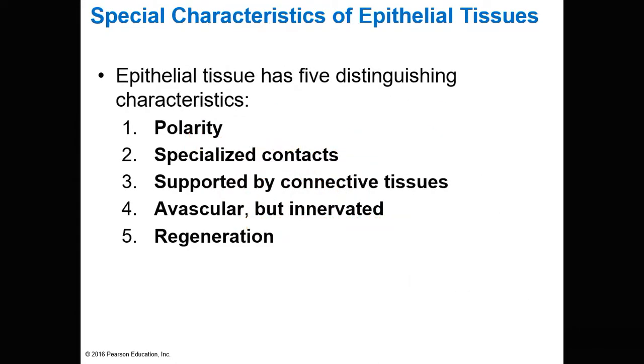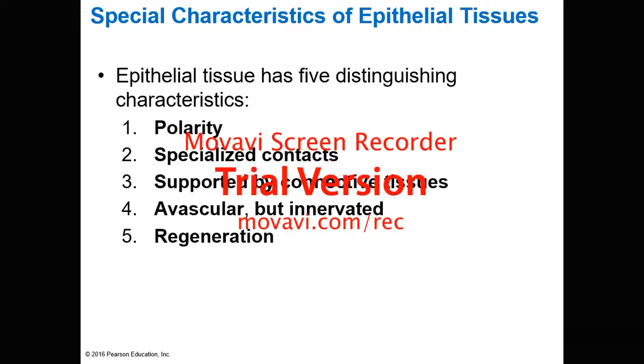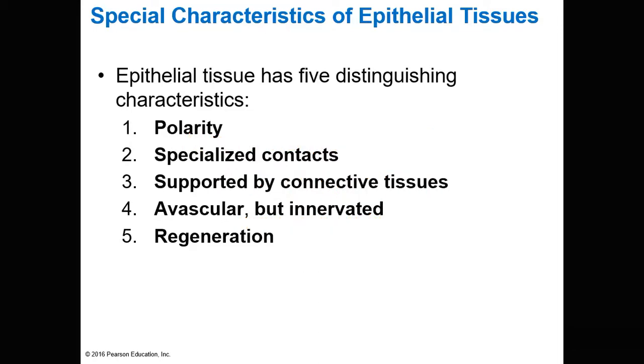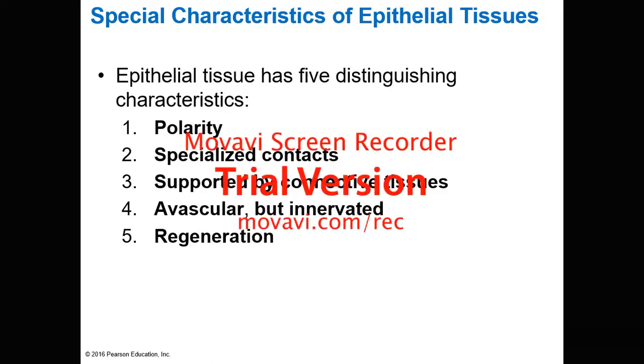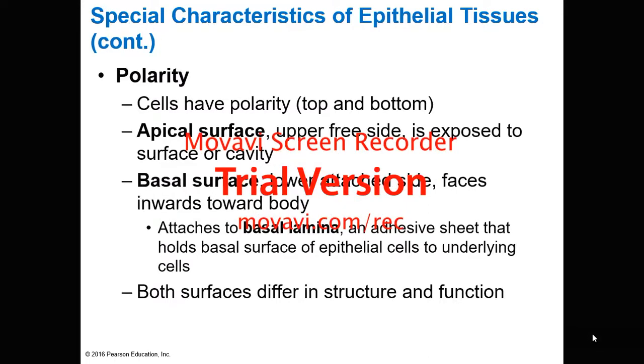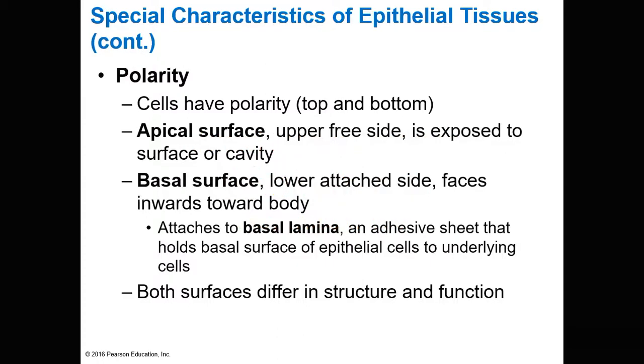Epithelial tissue has 5 characteristics. It has polarity, which just means you have a specific top and a bottom. It has specialized contacts, it is supported by connective tissue, and it is avascular, which means no blood supply, but innervated, which means it does have a nerve supply. And it has regeneration. Let's talk more in detail about the characteristics.